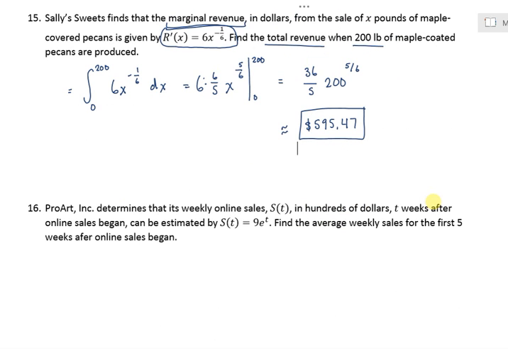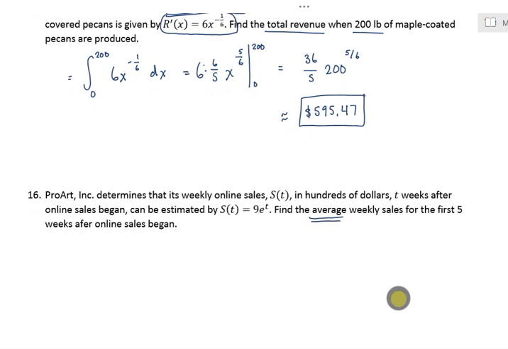All right, number 16. ProArt Inc. determines that its weekly online sales in hundreds of dollars 2 weeks after online sales began can be estimated by S of t equals 9e to the t. We want the average, not total, average weekly sales for the first 5 weeks after online sales began.